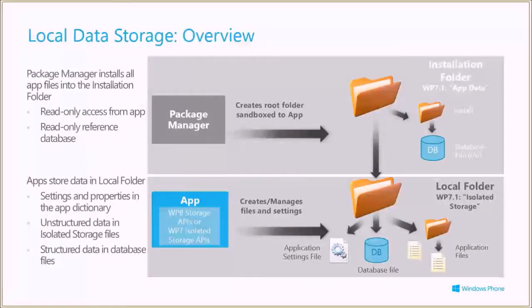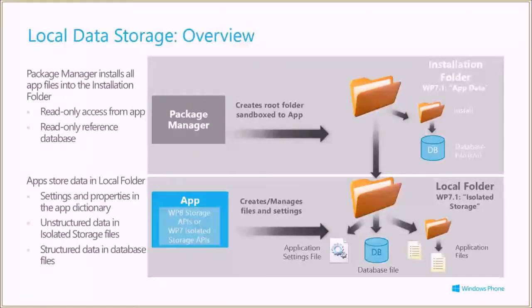So what if you want to keep the data? Then you have to use the local folder, which is the other folder that you have in your Windows Phone application, which is a sandboxed area of persistent storage in the phone, where you can use the file system APIs to store files and folders. Everything there is readable and writable as well. Whenever an application creates new writable files, they're created in the local folder.